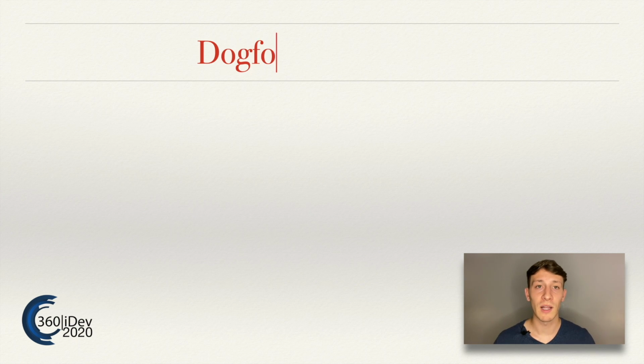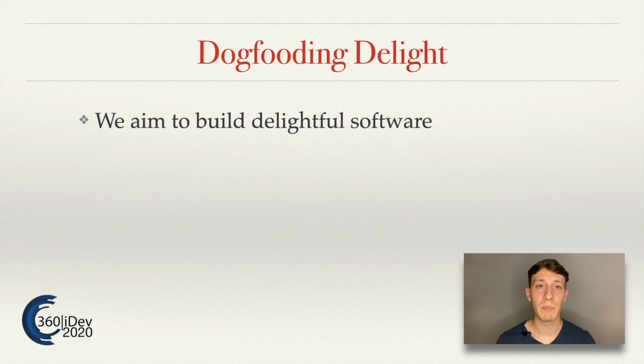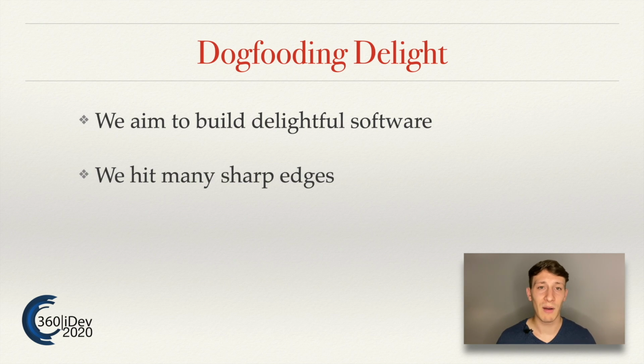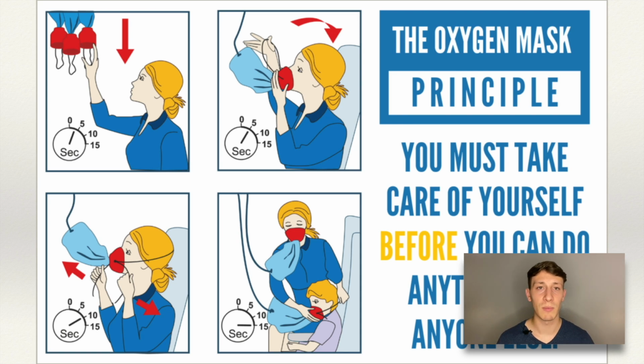So dogfooding delight is really just a way to say we should be making our workflow better because we want to make great things for our users. But to make great things, our workflow has to be great, right? So how is it that we can create great things when our experience doing so is not so great? And this really reminds me of the instructions you might see when you're on a plane. When the oxygen masks come down, how are you supposed to help others? You first have to be in a place to do so.